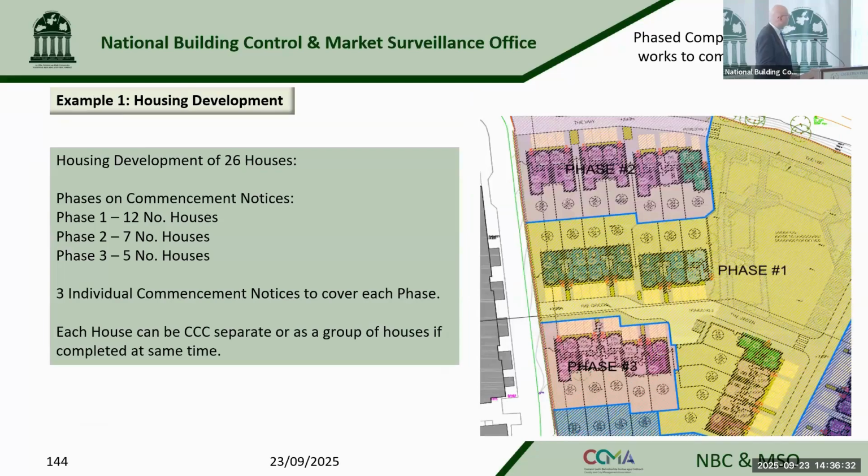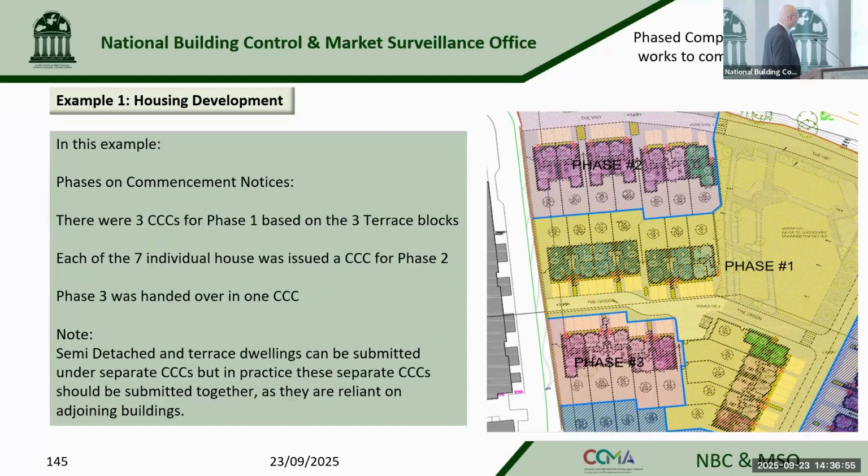So example 1 here for phased development, we have a housing development. There were 3 phases submitted under 3 commencement notices. You have phase 1, which was 12 houses, phase 2, 7 houses, phase 3 was 5 houses. So 3 individual commencement notices were submitted to cover each phase. So each house can have a separate CCC or group of houses if completed at the same time. So in this example, we'll say in phase 1, that block was CCC'd at one stage, that block was CCC'd at one stage as well. So they can all be handed over in blocks, or in phase 2, they can be handed over as individual houses.